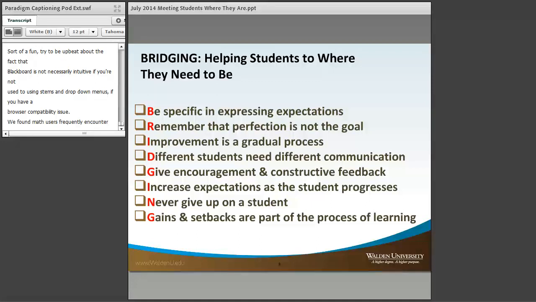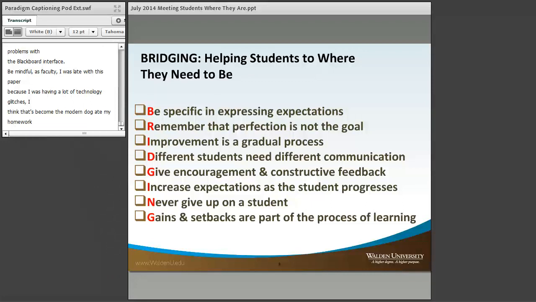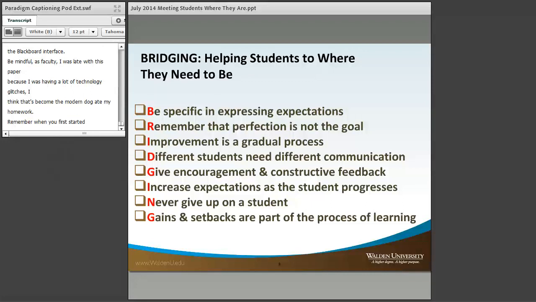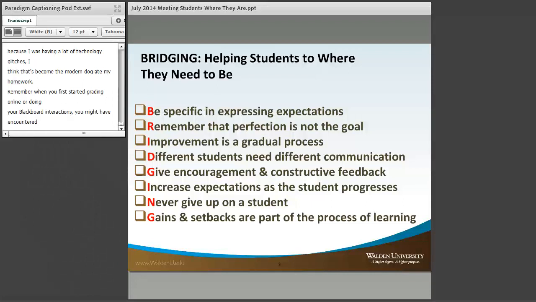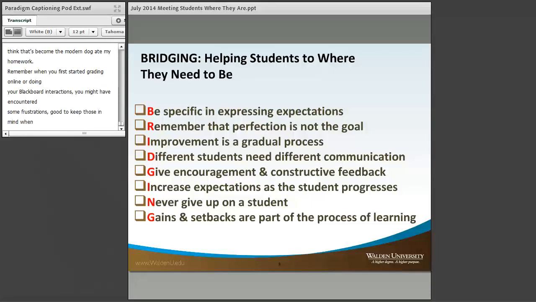So just being mindful, as faculty, when students say, I was late with this paper because I was having a lot of technology glitches. I think that's become the modern "the dog ate my homework," and we sort of think, oh, well, but remember back to when you first started grading online or doing your Blackboard interactions, you might have encountered some frustrations. It's good to keep those in mind when our students present with that kind of an issue with posting on time.